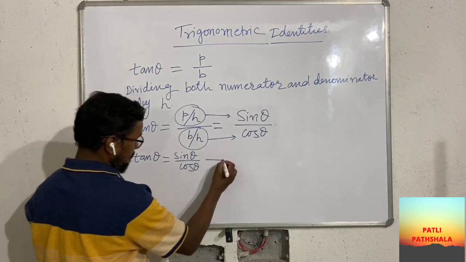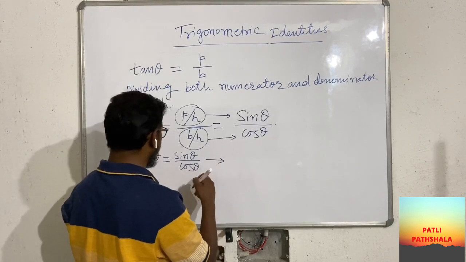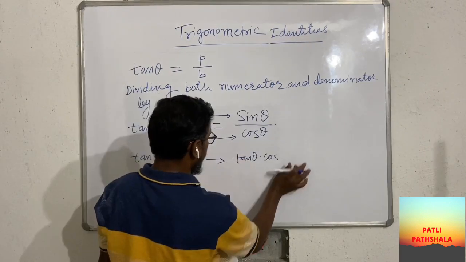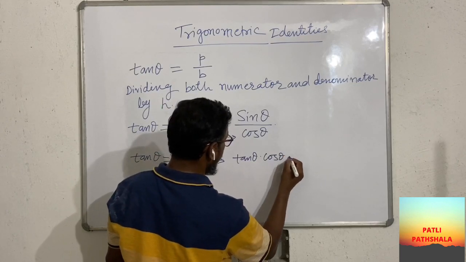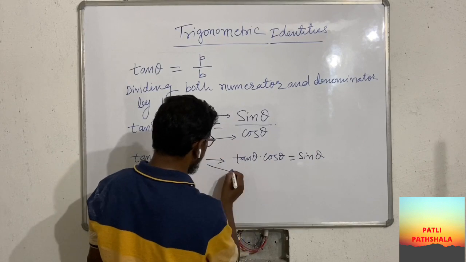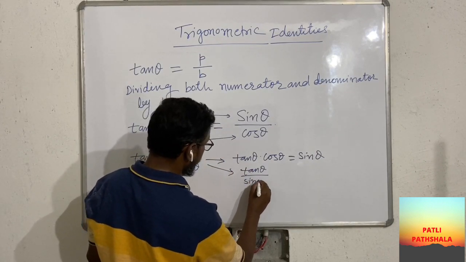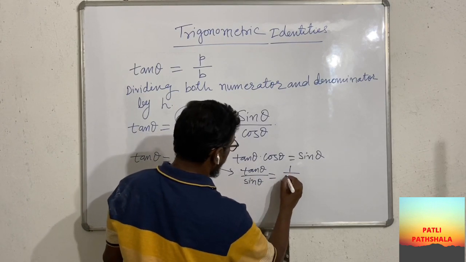From this we can derive two more results, that is tan theta into cos theta is equal to sin theta, and one more result, tan theta by sin theta is equal to 1 by cos theta.